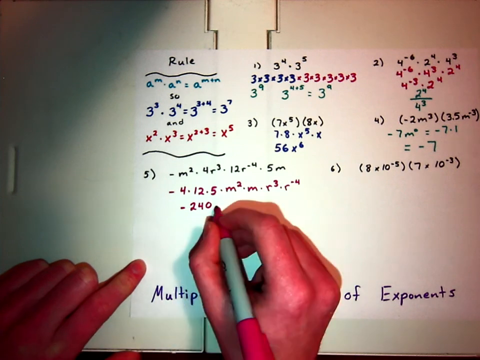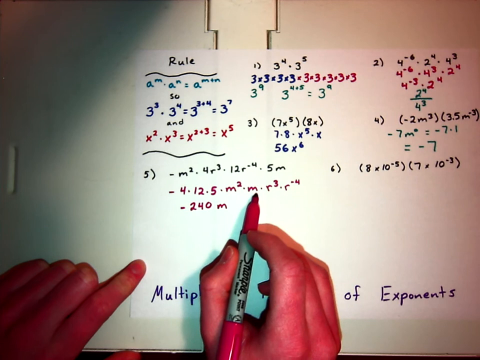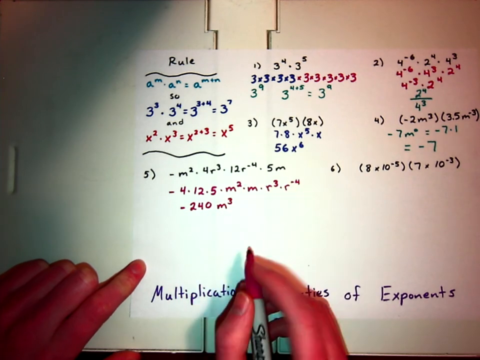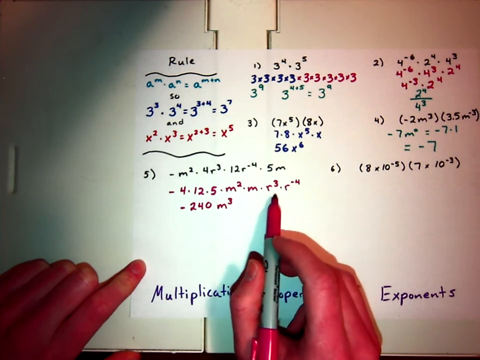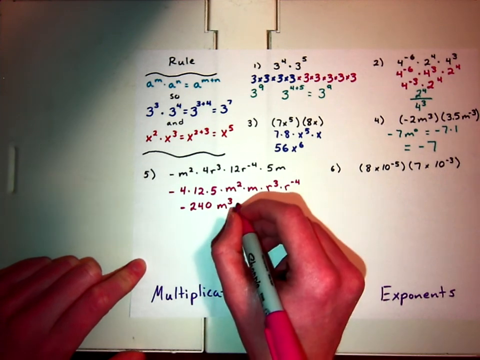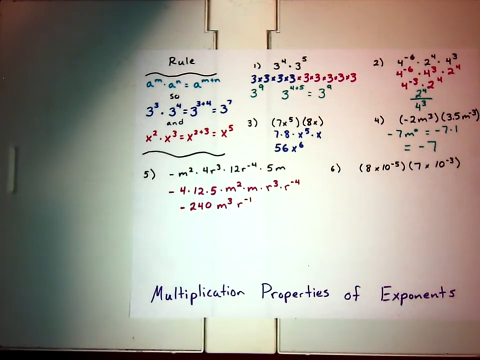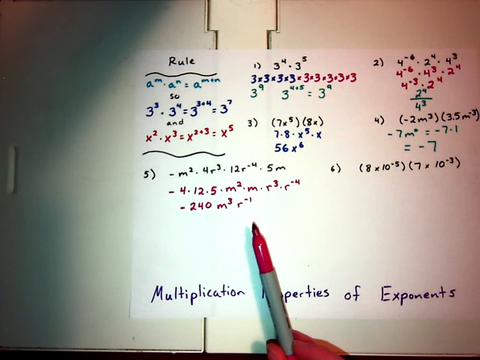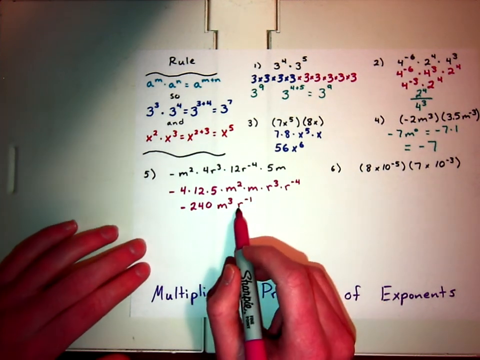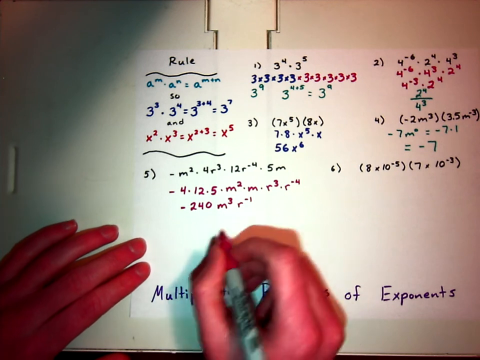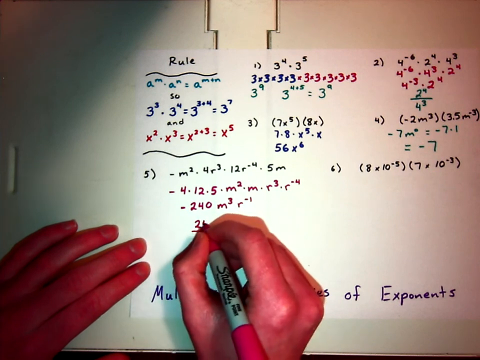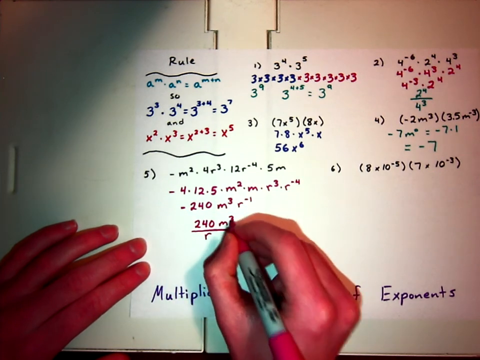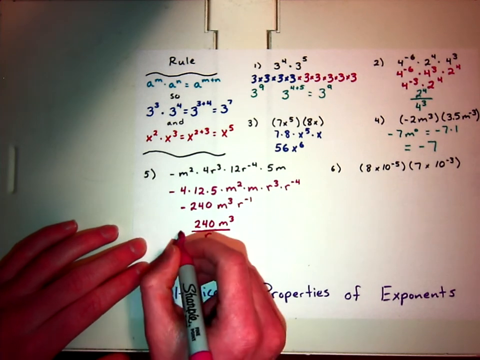Over here I say, well, m to the 2nd power times m to the 1st power. Well, 2 plus 1 is 3. Over here I have r to the 3rd power times r to the negative 4th power. Well, 3 plus negative 4 is negative 1. So I write that in. Again, we need to make sure, as I described in number 2, that we usually eliminate negative exponents when we're simplifying. So r to the negative 1st is like saying 1 over r. I'm going to move r to my denominator. It'll become just positive 1, so I don't need to write a 1. I have 240 and I have m to the 3rd. One thing I need to remember, don't lose track of my negative sign. And that negative sign, I'll put it in front.